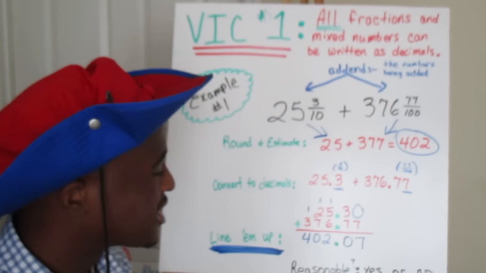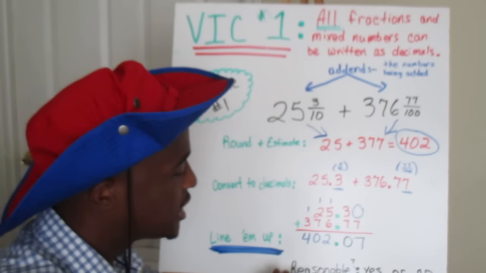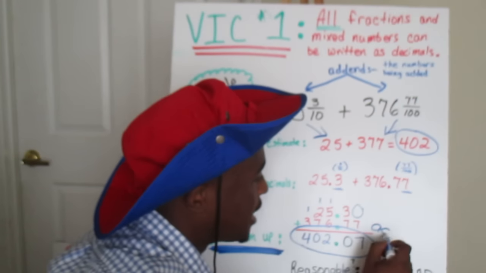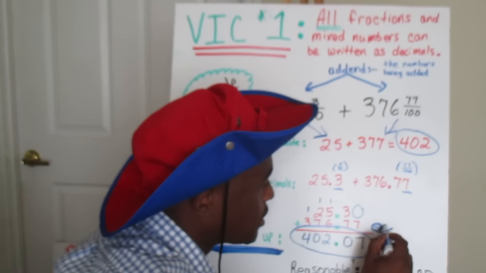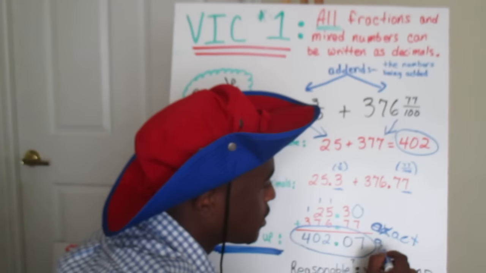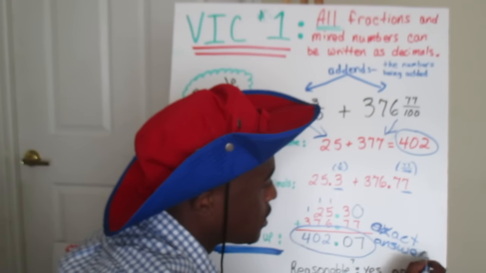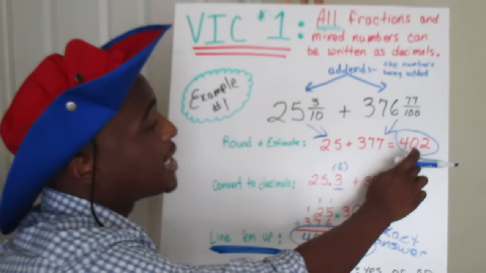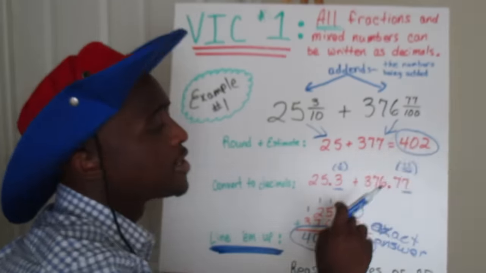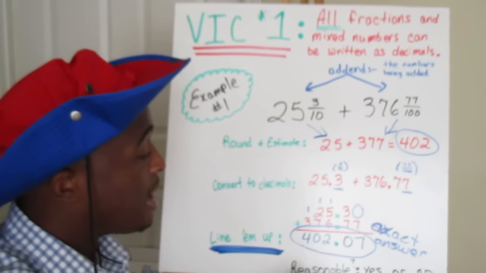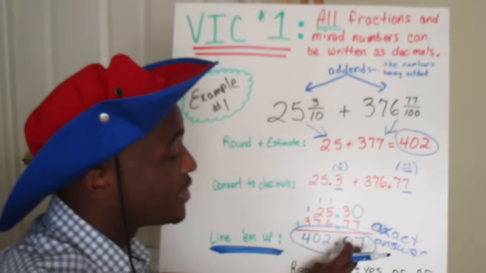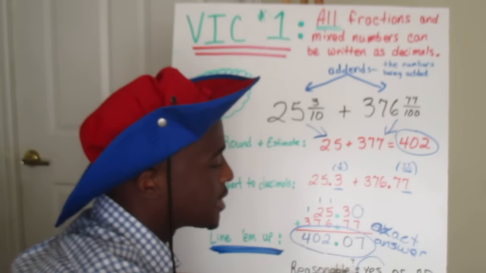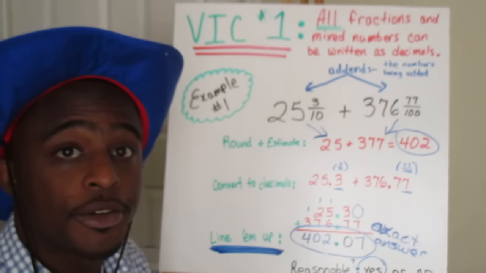All right, the last thing I want to ask myself is: is this number reasonable? Is this answer, which is my exact answer, reasonable or not? Well, if I look at my estimate, my educated guess was 402. My real answer was 402 and 7 hundredths. These two are really close, so I can say yes, this is a reasonable answer.